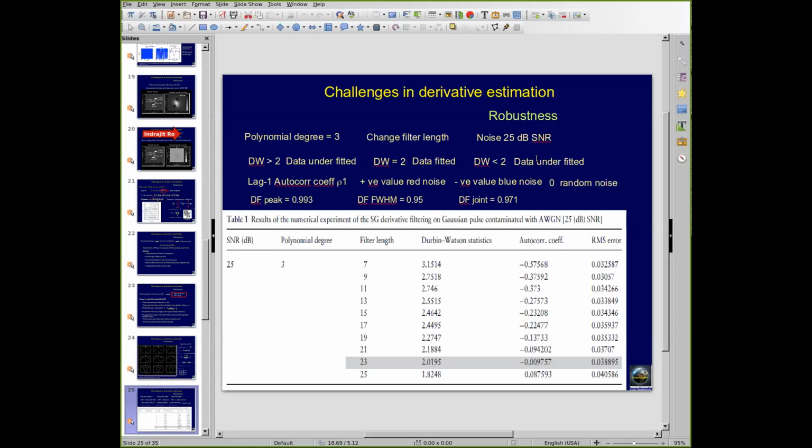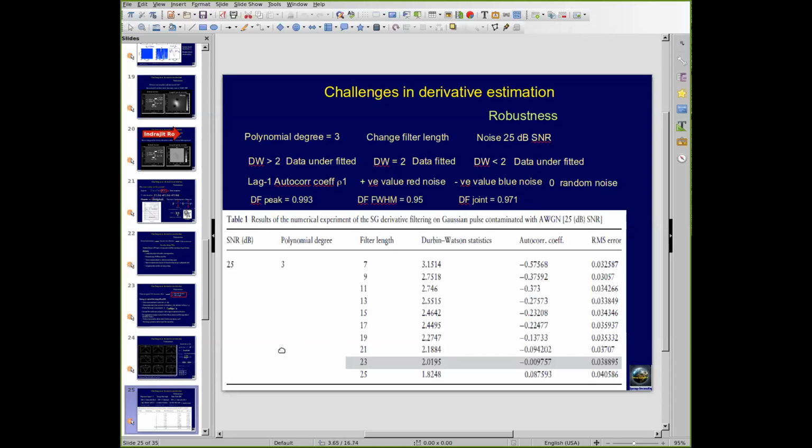And the lag-1 autocorrelation coefficient, ρ1. If it goes to a positive value, then normally, due to the filtering process, the random noise is transformed into a red noise. Red noise has a spectrum with a low frequency part. When it is negative, it becomes a blue noise. When it is towards 0, then only is it random.